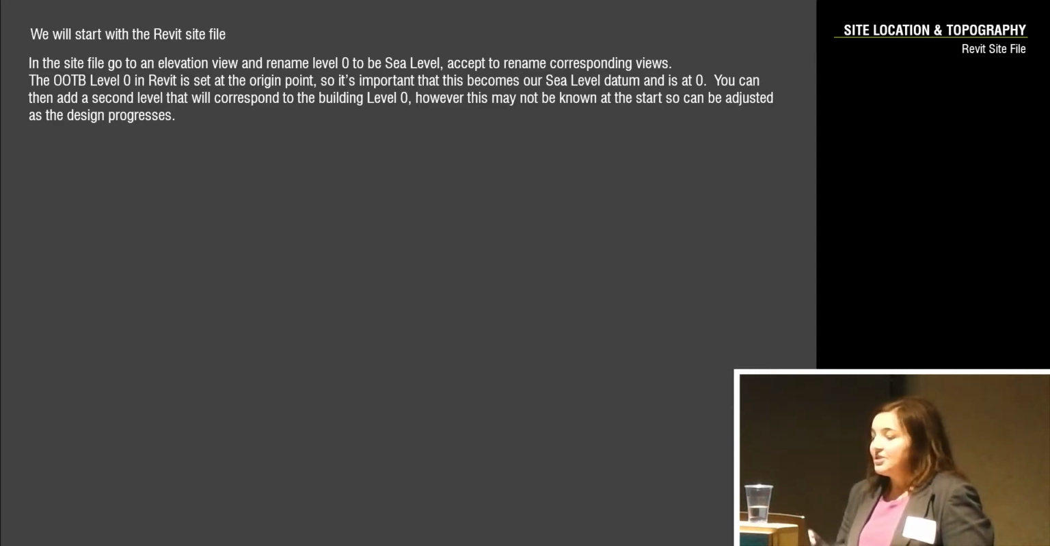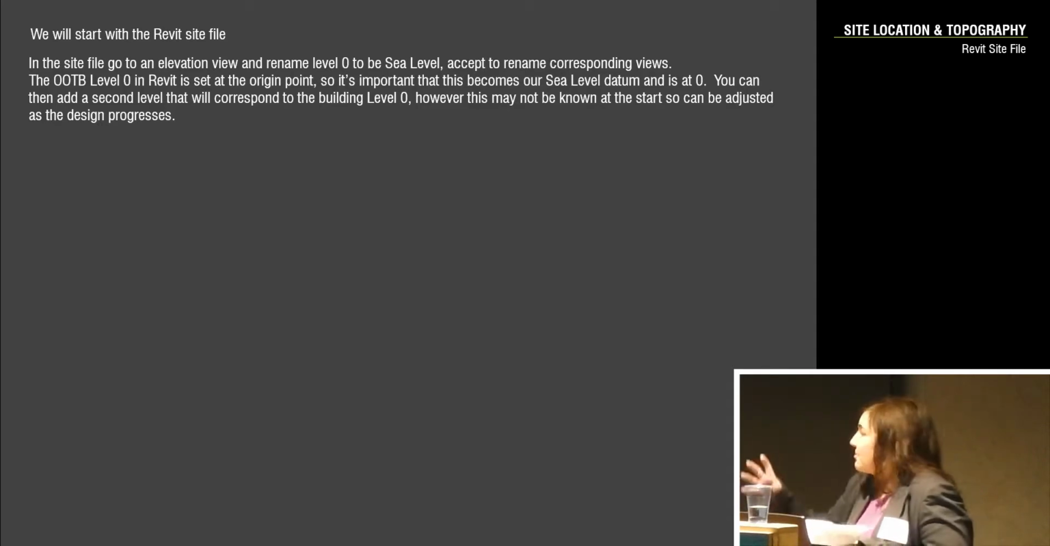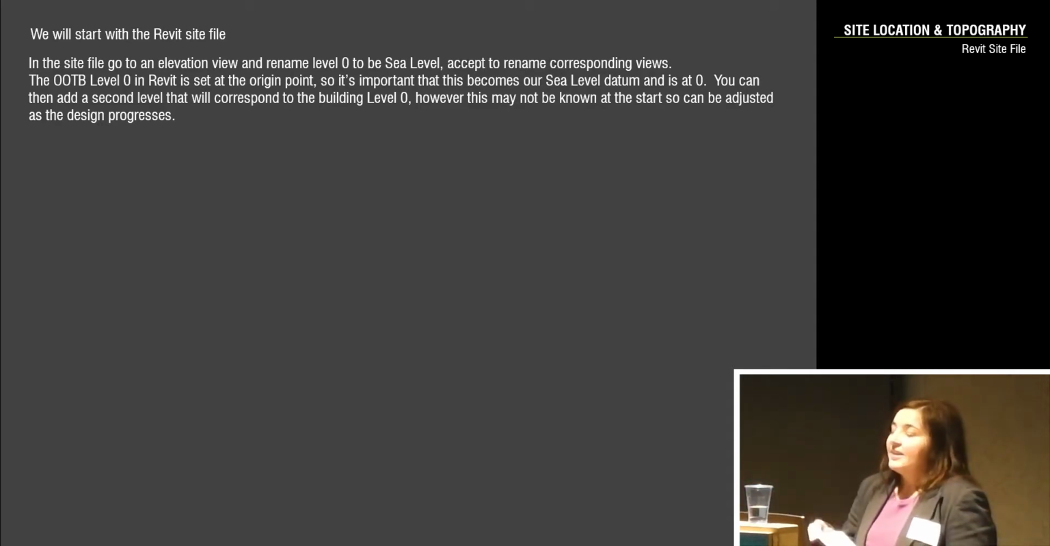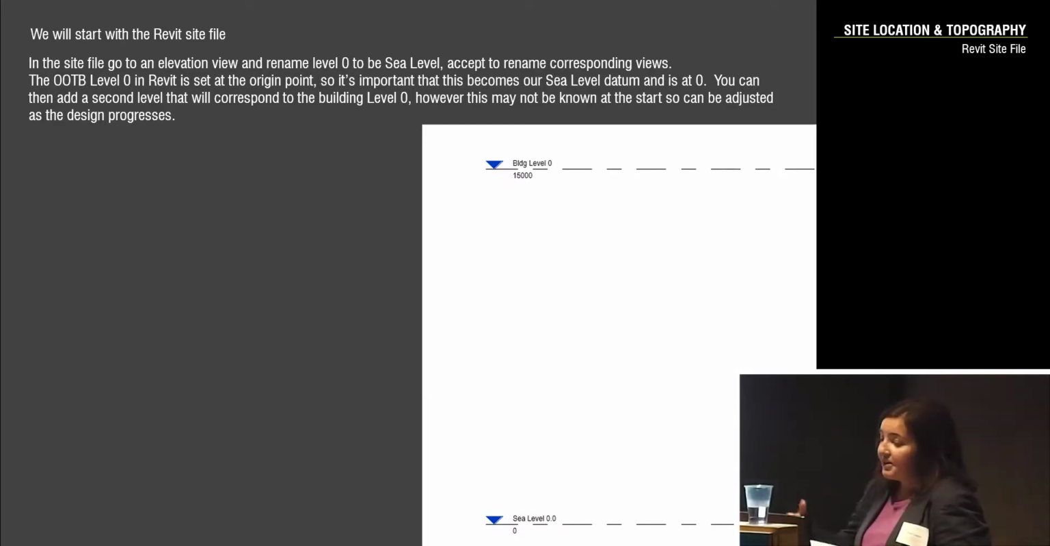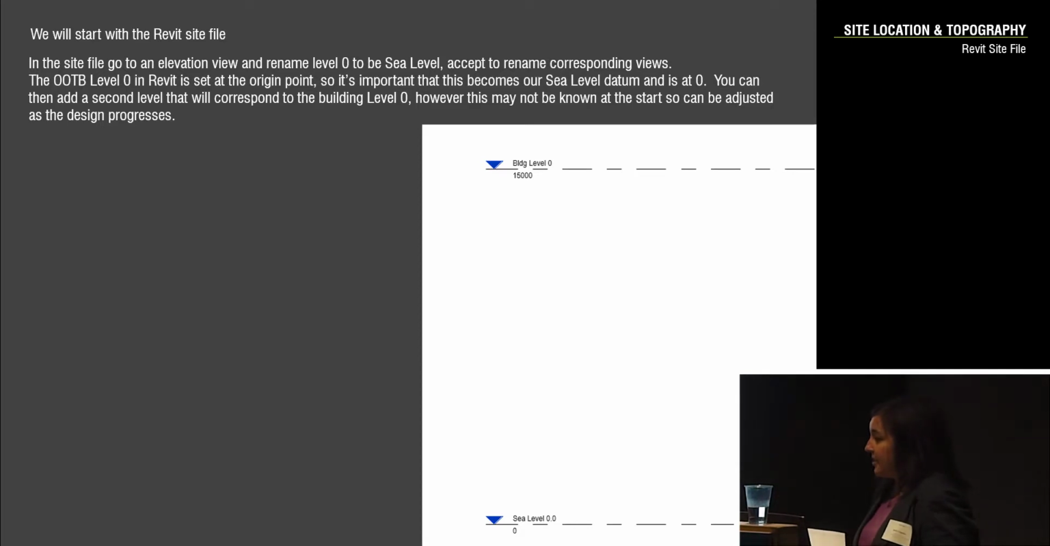level 0. So that's why if you change that to your sea level and rename it sea level or whatever you want to call it, and then create another new level that's your level 0 for your building, just so that you can tell the difference there. And then you can set the elevation in your building level. Again, you might not know what it is yet, but if you've got the level there, you can easily adapt and change it as you go.